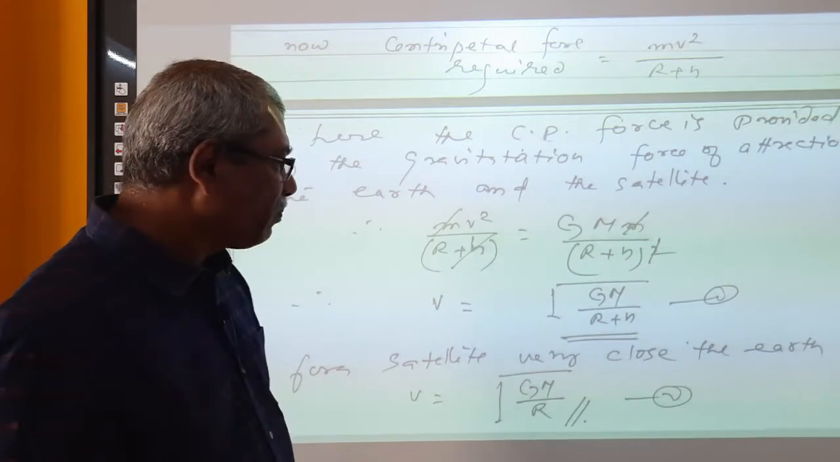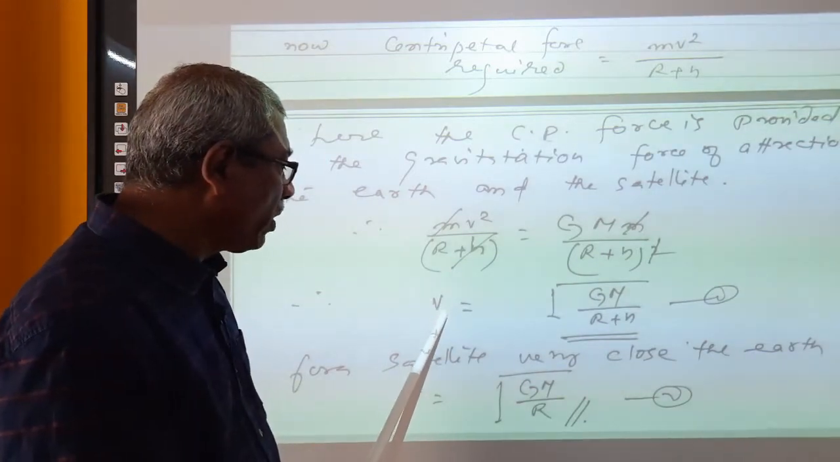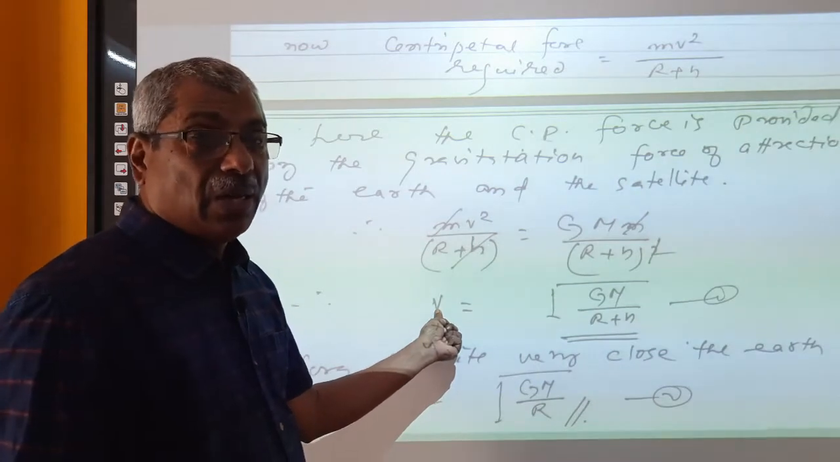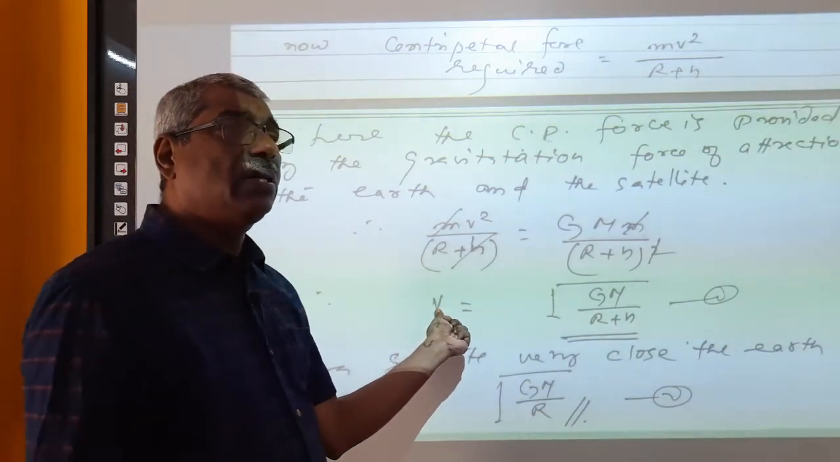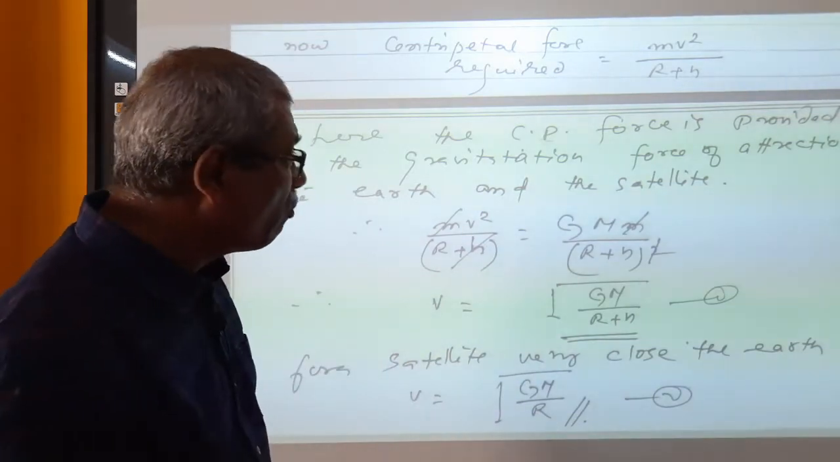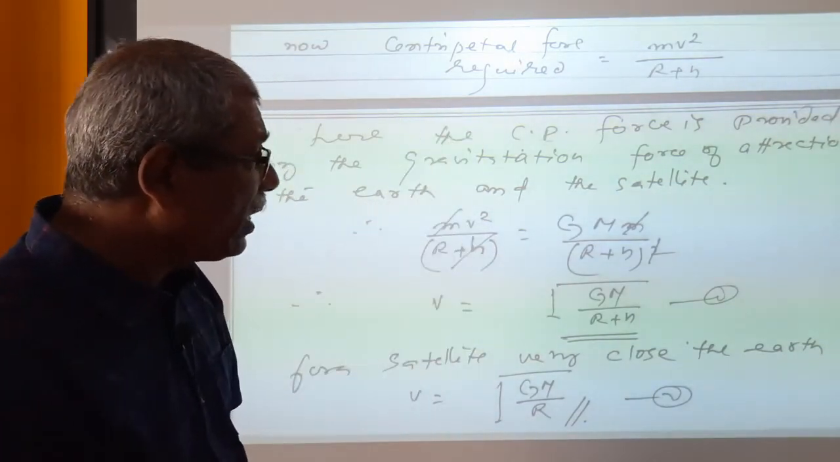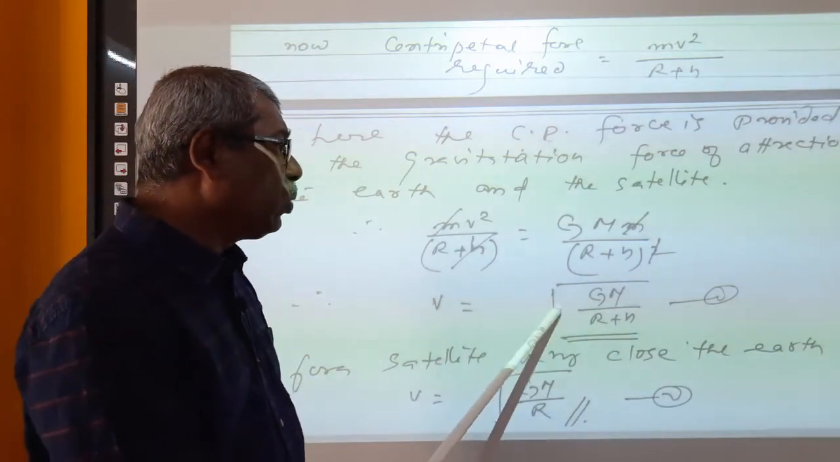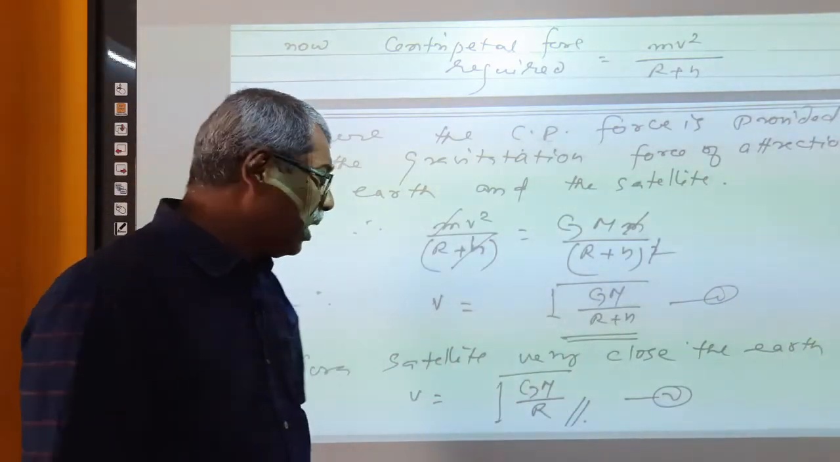We write this as V subscript O. Don't forget to write the subscript O here. V O means orbital velocity. Please don't forget the notes too. So V O is equal to root of GM divided by r plus h.